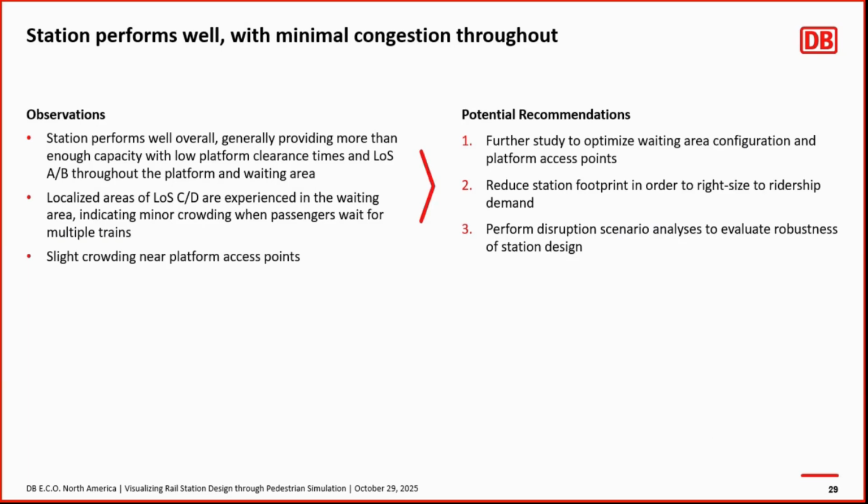So based on that, we could come up with a few recommendations. One, maybe further study to optimize the waiting area configuration, as well as the platform access points. Two, is a recommendation to potentially reduce the station footprint in order to right size it to the ridership demand. And then three would be to perform more disruption scenario analyses to evaluate the robustness of the station design in more abnormal or high ridership situations.